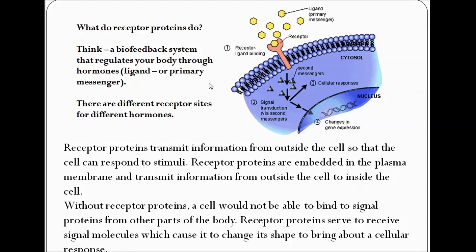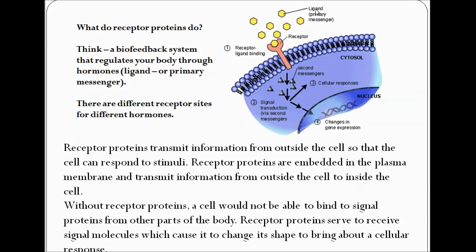And receptor proteins do something else. They're pretty darn cool too. Think about different hormones that have biofeedback systems in our body, such as insulin, which moderates our blood sugar and lets us know when to release more and when not to release as much. That's from these receptor proteins that are embedded in the cell membrane.